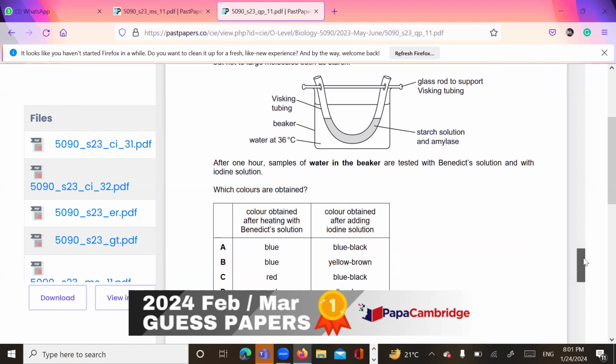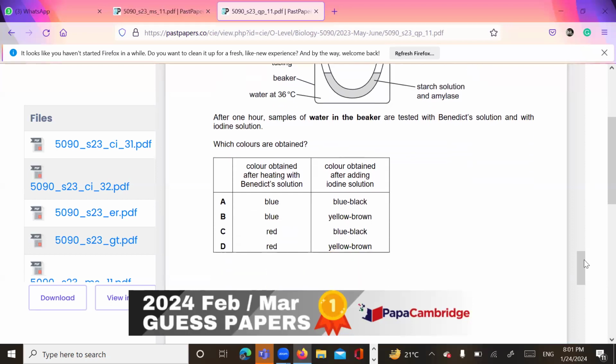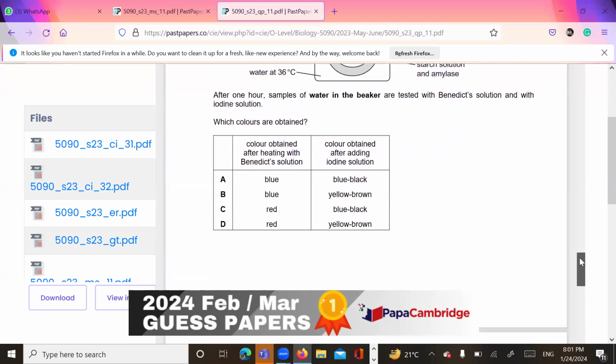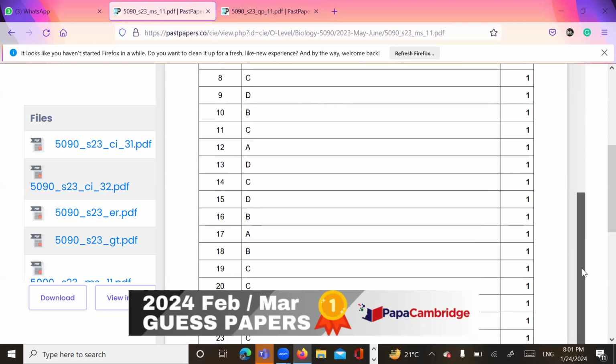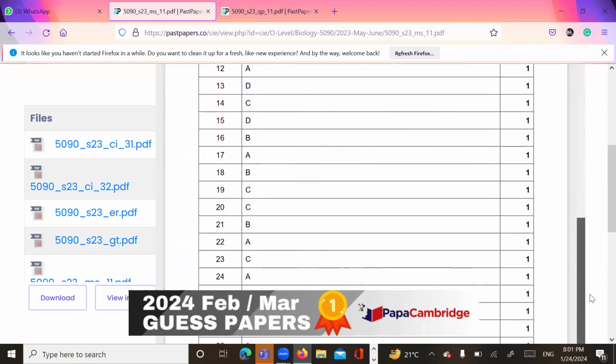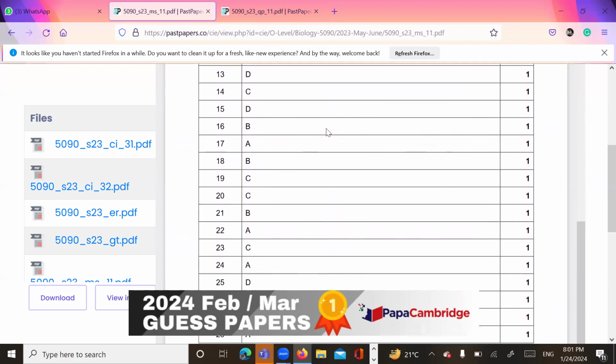Okay, so I guess iodine solution would stay yellow-brown, whereas Benedict's would be red. Yes, let's see. I go for D. Let's see the answer for 13D. 13D is indeed the correct answer. Now let's move toward the further questions.